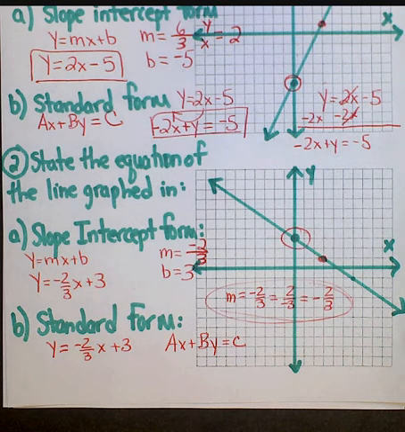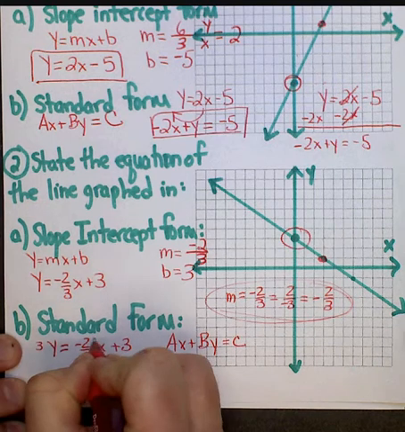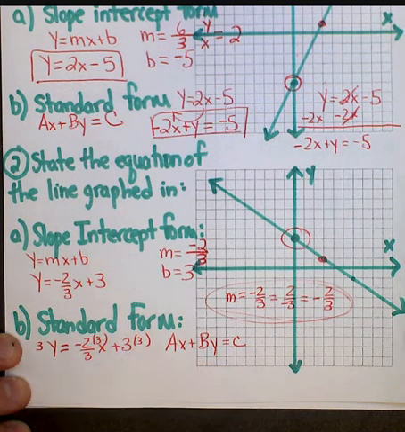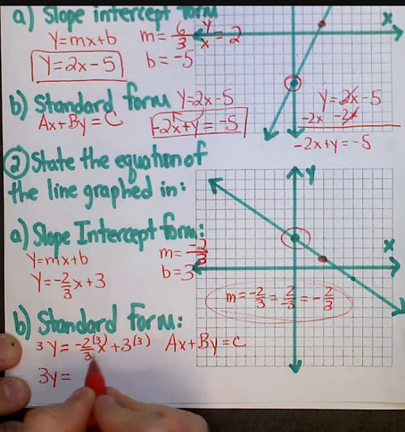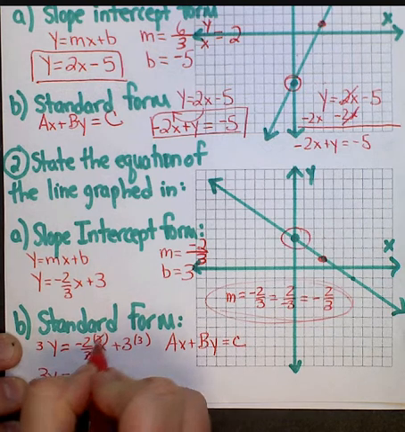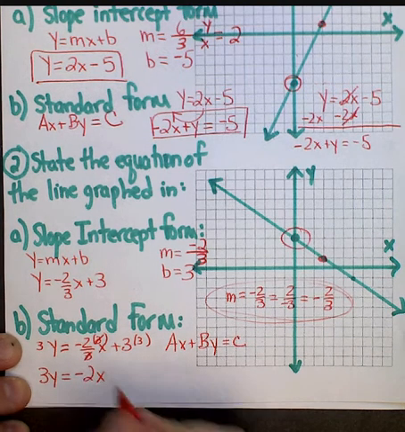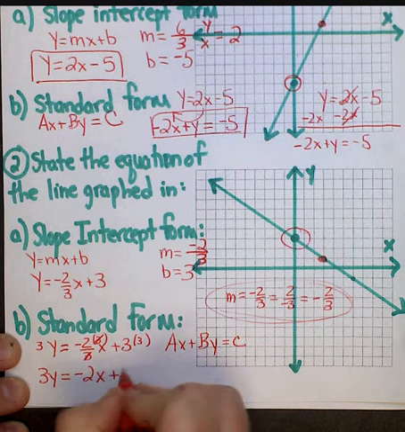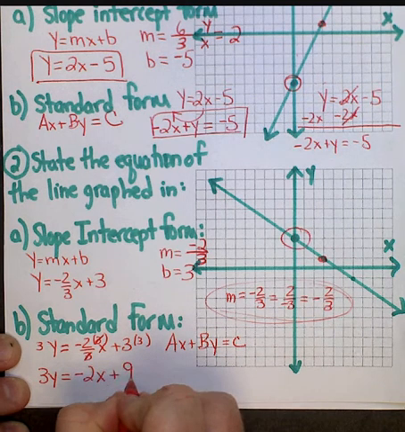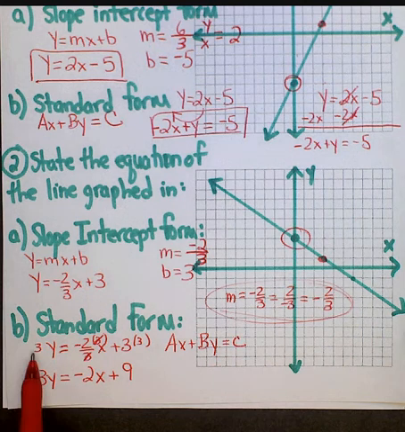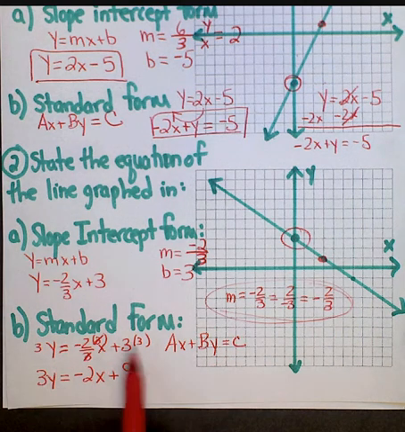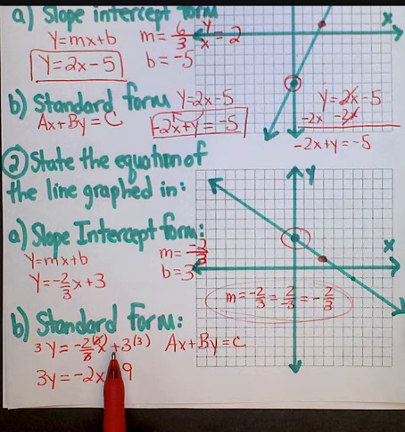So this is what it looks like. I'm going to multiply the y by 3, I'm going to multiply this by 3, and I'm going to multiply this by 3. I get 3y is equal to, now the reason why I multiply by 3 is because now watch what happens. This cancels with this, and I'm left with a negative 2x. That's good for standard form. And then plus 3 times 3, 9. The rule for equality is that as long as you do something to one side of the equation, multiplying it by 3, you multiply the other side of the equation by that same number, and the result is still equal. Mathematically, I'm good.